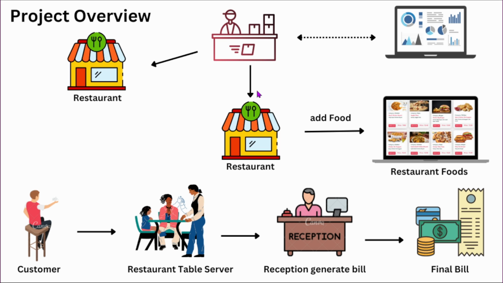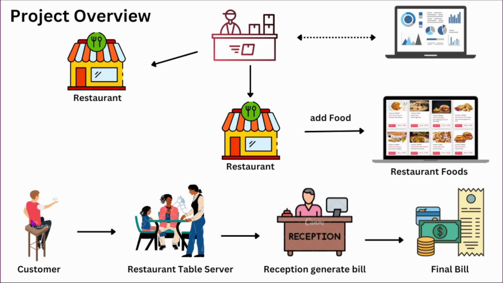The restaurant will basically register and log in to the system, and after login they will add the foods available at their restaurant. Once the food is added, those foods will be visible on the home page of our website, so that customers can also order the foods online. But as of now we will be seeing the offline part. So now the food is also added.